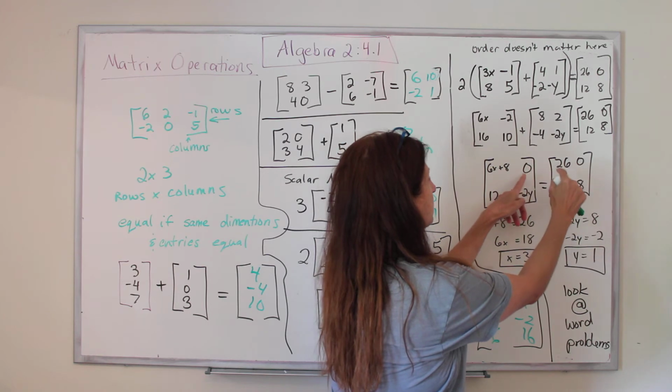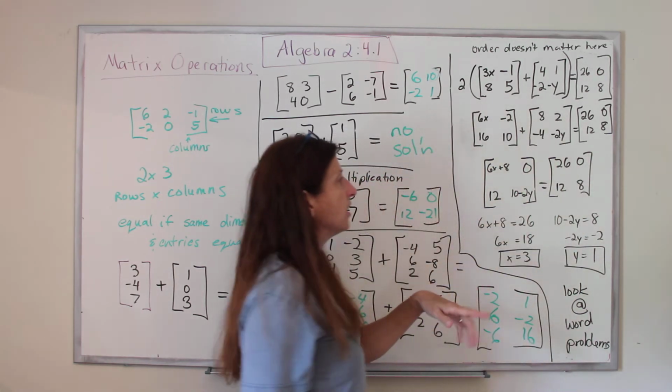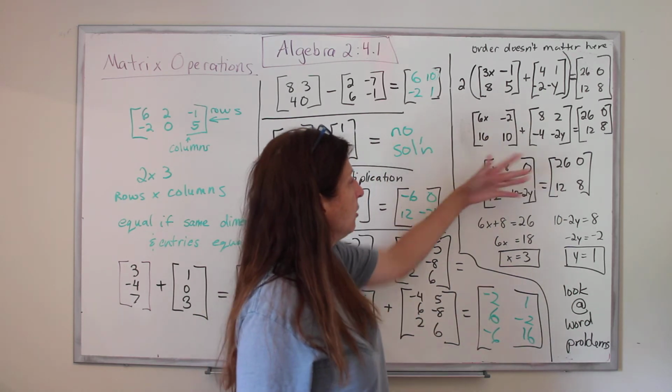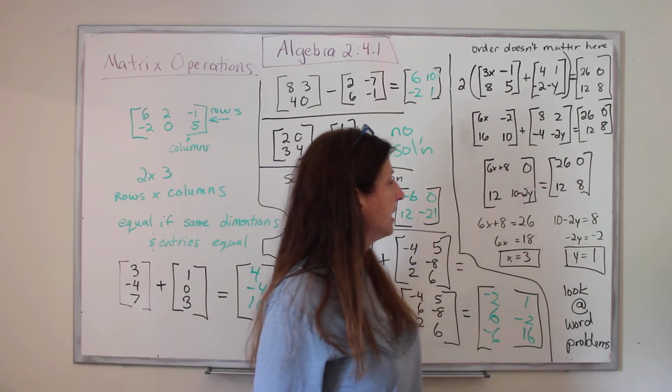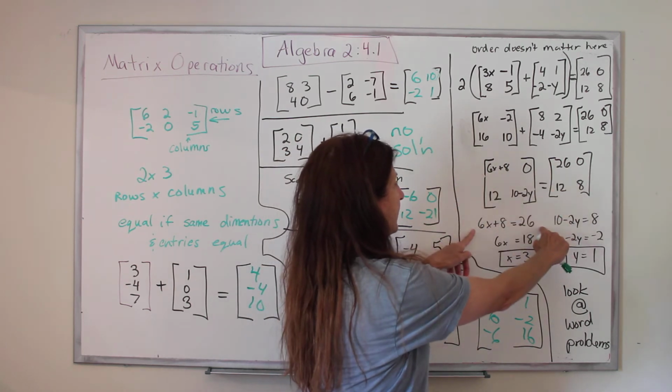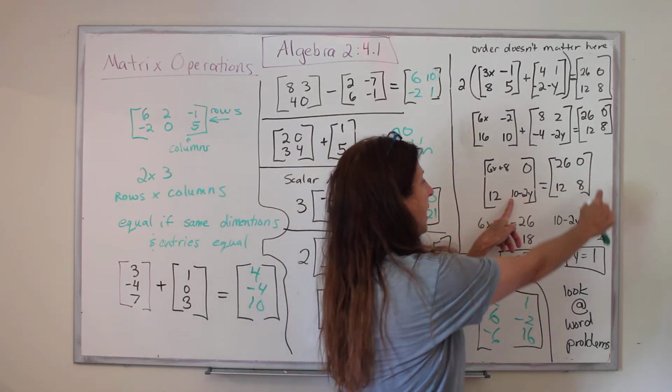So now these are equations, and you can already see that these are equal. 12 is 12 and 0 equals 0. So the only two that are a mystery are these two with the letters. So I pull them out and I set them equal as an equation. 6x plus 8 equals 26, and 10 minus 2y equals 8.